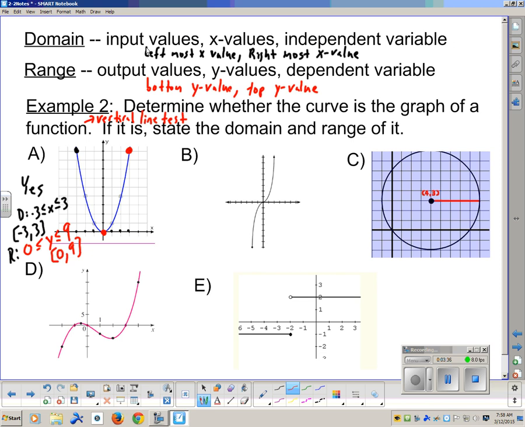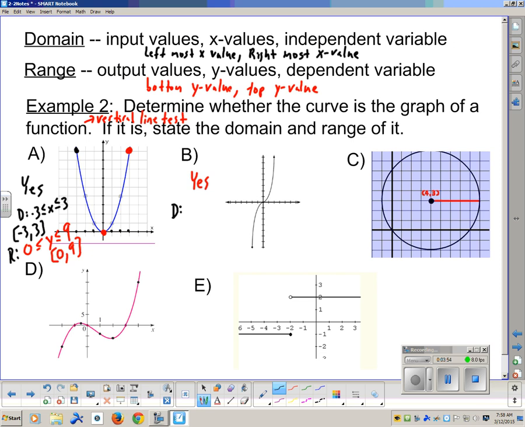And then part B, is that a function? Well, use the vertical line test. I'm using the vertical line. It's only going through one point at any given time. And so, yes, this is a function. Because it's a function, I have to state the domain and range.